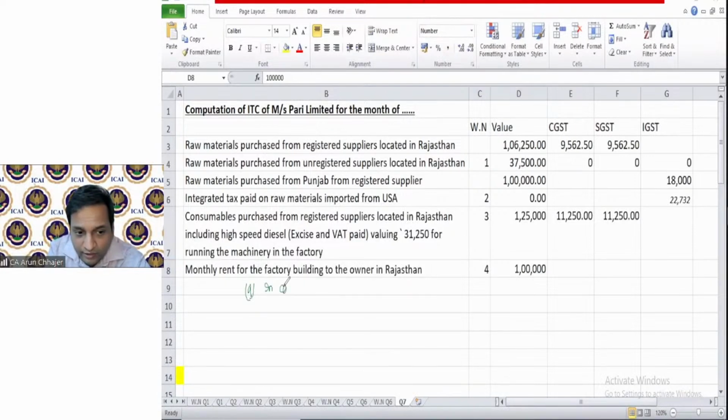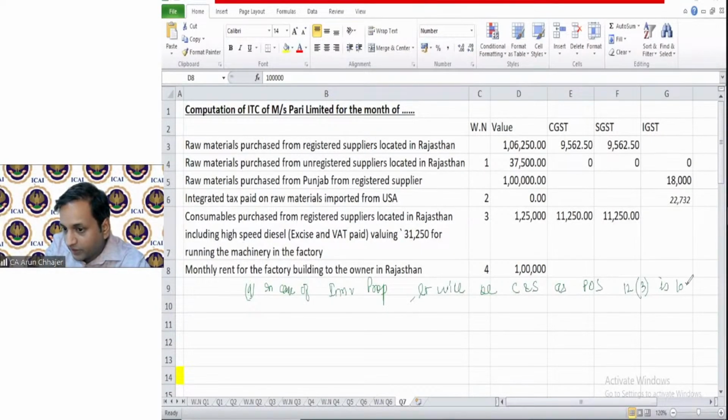In case of immovable property, it will always be CGST and SGST, as the place of supply according to section 12 subsection 3 is the location of the property. This is my first assumption.